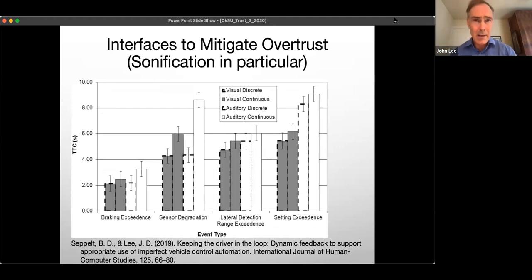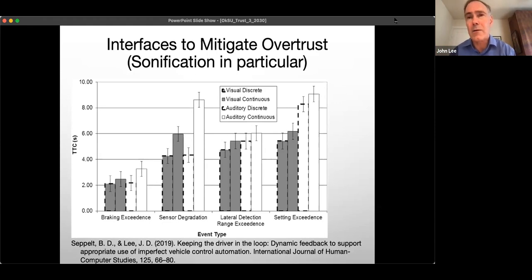So if you have a sound that's continuously modulating according to the risk, that seems to get people to attend to the road and minimize time in the risky situation. That's what's indicated on the vertical there. And across the horizontal are just different situations that could challenge the automation. And so what we see here is one way to mitigate overtrust, and it's through this auditory display in particular.